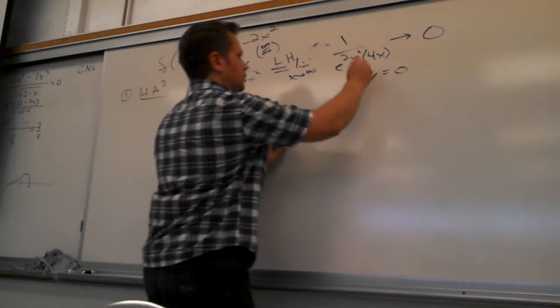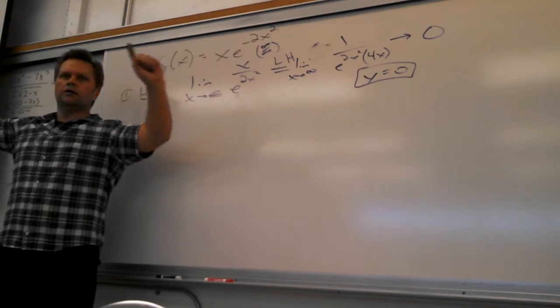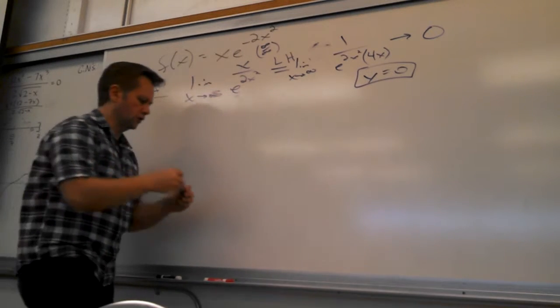So I know the horizontal asymptote. I know this is true. I know the end behavior at the ends. It's got to be approaching the x-axis. Good thing to know.